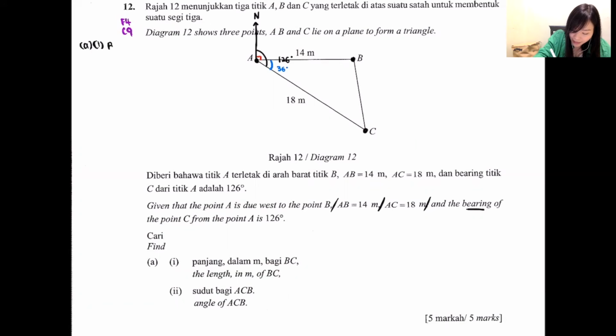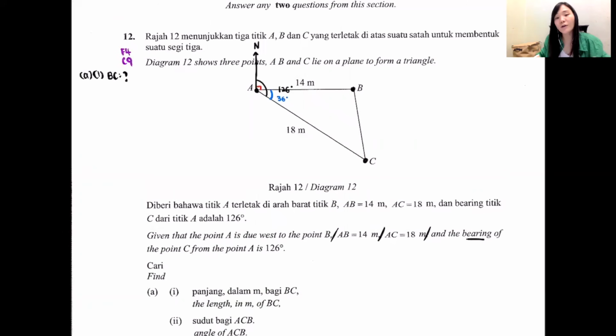A1, they say, find the length of BC. Okay, guys, how do I find BC? Do you realize BC is under this chapter? Quite obvious, isn't it? We can use the cos rule to find BC. If you watch my previous video, I call this the crocodile mouth method.